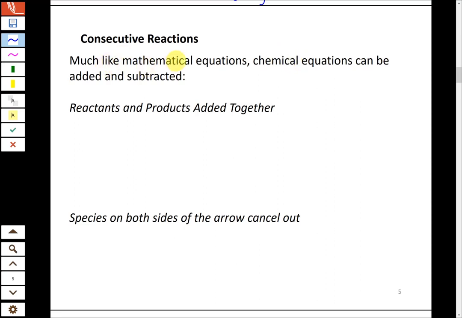Just like mathematical equations, chemical equations can be added and subtracted. If you've done systems of equations back in algebra or pre-calc, you know how to add together mathematical equations, and you can do the same thing for chemical equations. So let's say we have 2 equations that we want to add together, and we're going to do it very generically to start with. 3A plus 2B going to 4C. And then let's say we have a second equation, 4C plus D goes to 3E. We want to find the combined chemical equation if we carry these 2 out in sequence, or if we add them together.